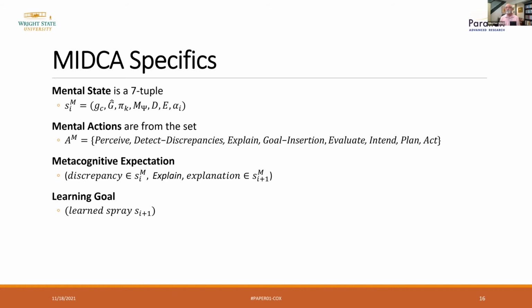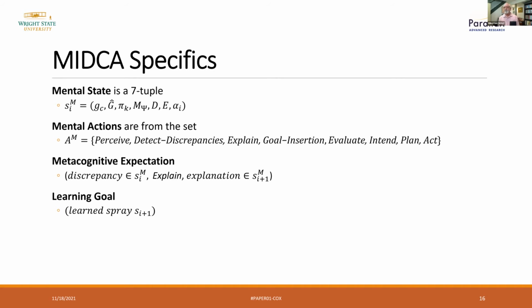The mental actions here are what you see in the set ACE with superscript M. So it's perceive, and then within interpret, there are 3 subphases: detect the discrepancies, explain, and what we call goal insertion, which is to formulate a new goal. And then we have evaluate, intend, plan, and act. Those are the different labels that we're using for the mental actions.